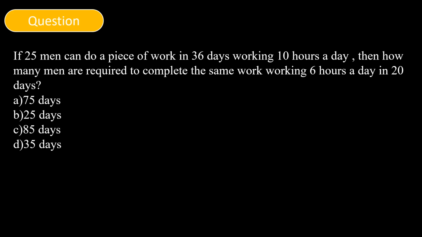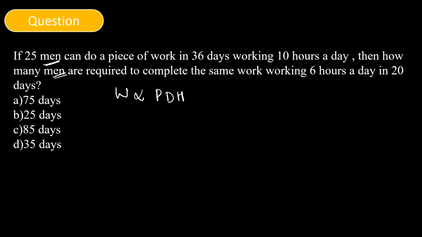Next question. If 25 men can do a piece of work in 36 days, working 10 hours a day, then how many men are required to complete the same work, working 6 hours a day in 20 days? Here we can use the formula. Work is proportional to PDH. Here efficiency is not to be taken because only men are involved in that work.